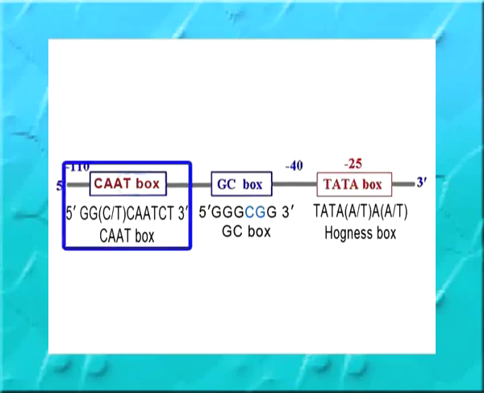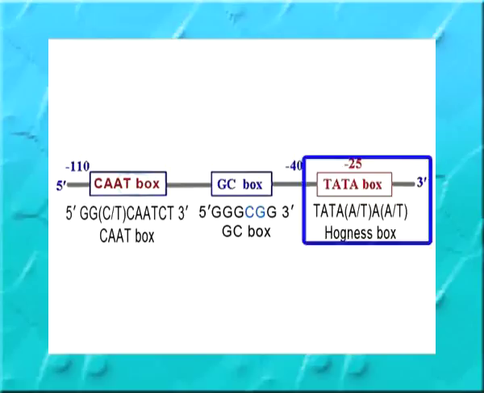CAAT box. Its consensus sequence is GGCTCAATCT and is present between the position of -70 to -80. The second region of eukaryotic promoter is a septanucleotide and is similar to the -10 region of prokaryotes. This region has a consensus sequence of TATAAAT and is called the TATA box or Hogness box.